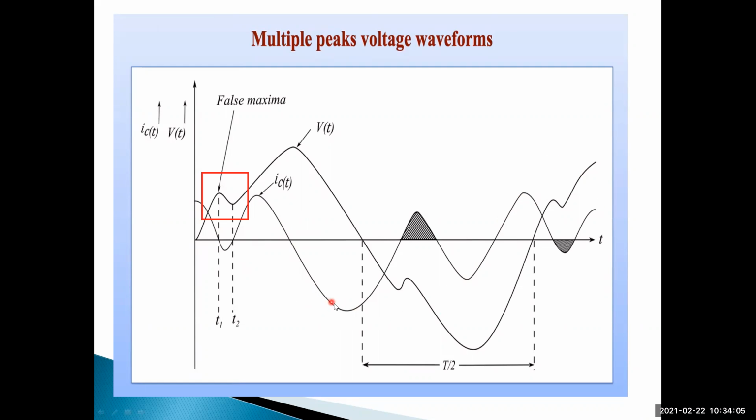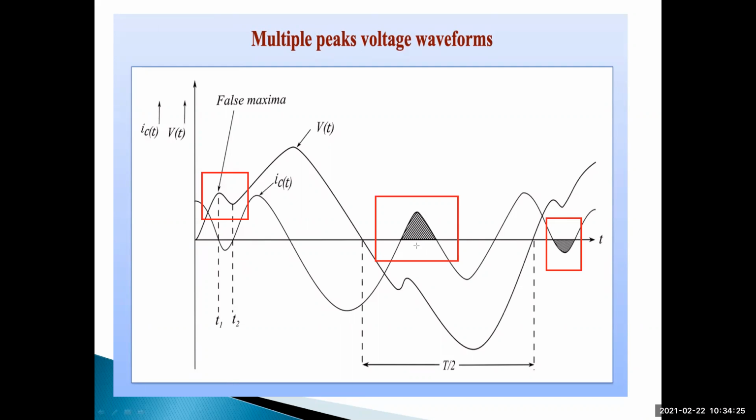The red marks are here like this. But because of harmonics, this negative waveform is shifted in the upward direction. This is called error. Because of these multiple peaks, we are getting an error. So this is also error.